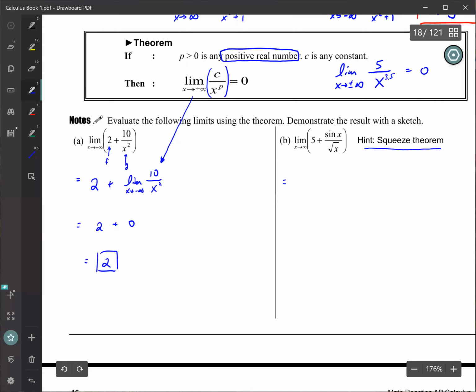Okay, I'll get through the easy part first. We start by splitting it. We can take the limit of the 5, which will be 5, and then plus the limit of sine x over root x. And this part you need to do on the side using the squeeze theorem.